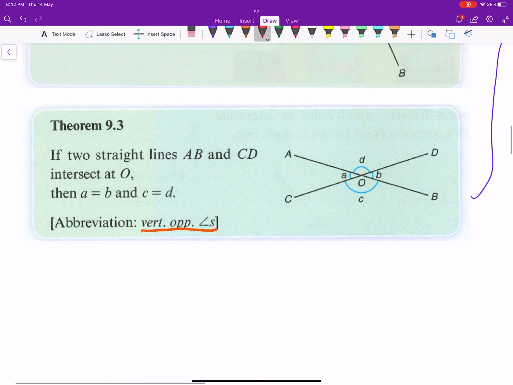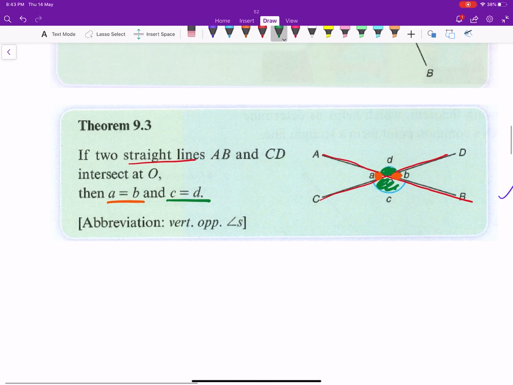And then if AOB and COD are straight lines, then these two angles, vertical opposite angles, will be equal. And also these two green angles, C and D, will be equal, and the reason is vertical opposite angles.